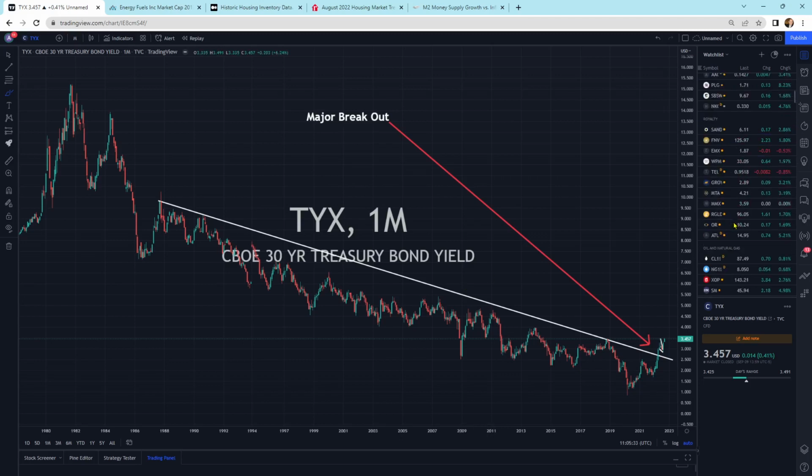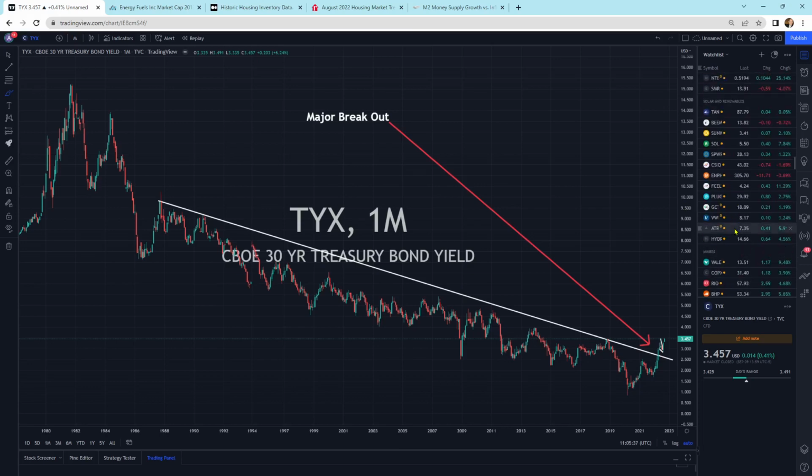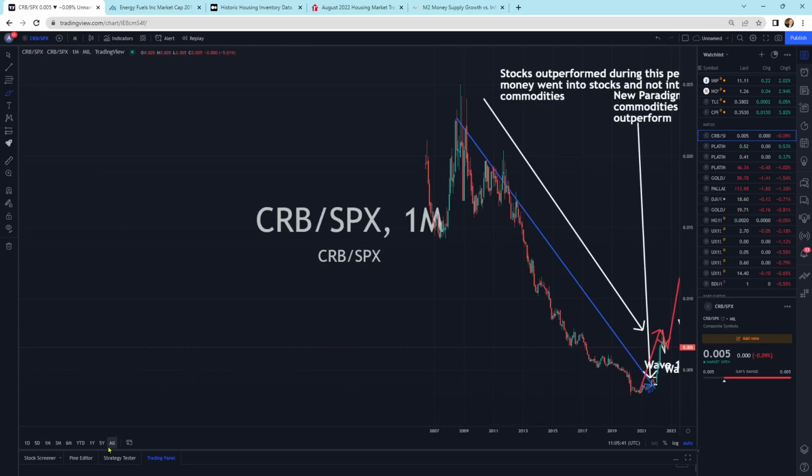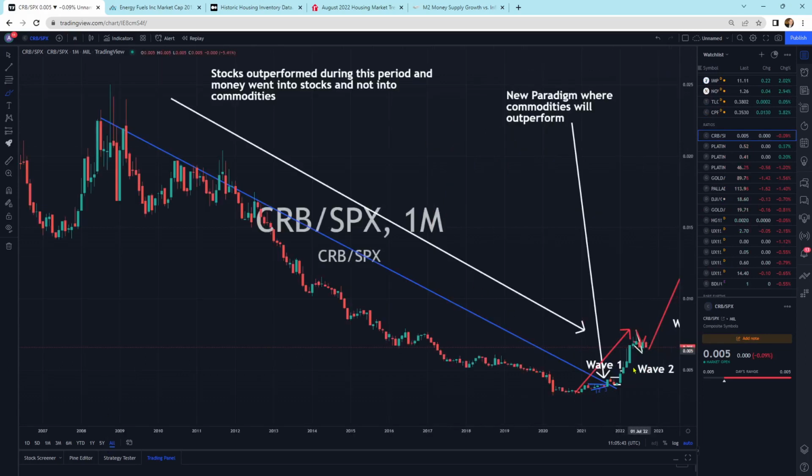And we can see that and validate that through our ratios that are changing in the commodity to S&P 500. That's how I'm validating it. It's a new paradigm where commodities will outperform, was down here. And I bought it very early, and that's how you get rewarded massively. And I still think people will get rewarded massively in commodities.